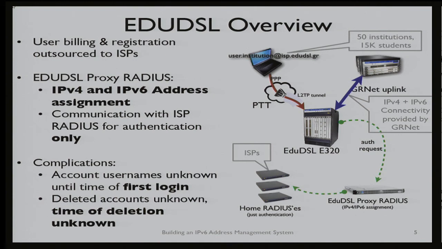So, on to the first case study, which is about the Greek student network. The Greek student network is basically a network that provides net connectivity to university students throughout Greece. The Greek student network is operated by the Greek Research Network. We have like 50 institutions involved. At this point, we have like 50,000 or more students.